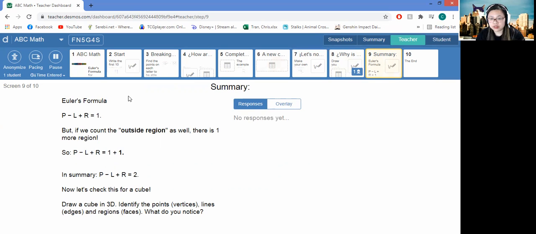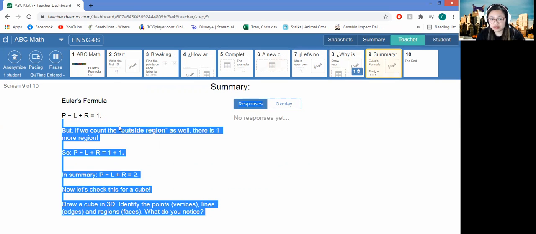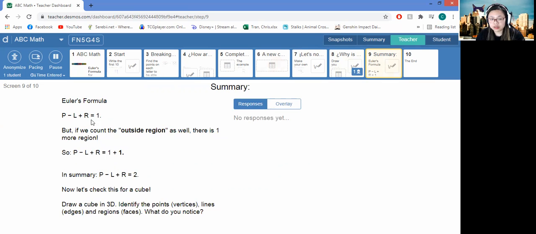And for the last section, it shows further how with the formula it always equals 1. However, if you were to do a 3D image, it shows 2, since there are 2 regions, you would add an extra region. So that's why p minus l plus r equals 2 in the case of 3D, rather than a one-dimensional term. And that's just a quick tutorial.